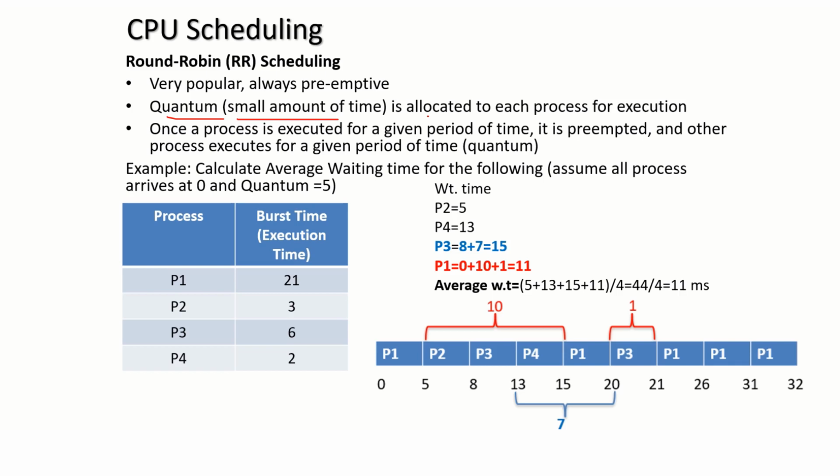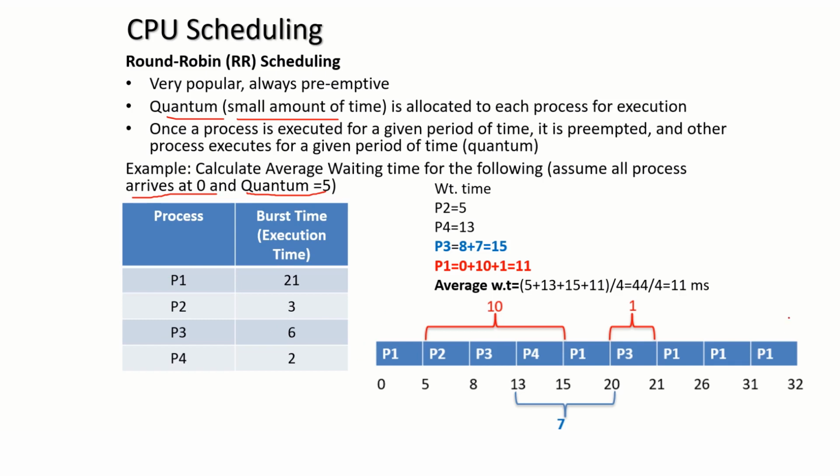Once a process has executed for a given period of time, it is preempted and another process starts executing for a particular period of time. We'll see one example here. The assumption is all processes arrive at time t equal to 0 and the quantum given is equal to 5 milliseconds. There are four processes given, P1, P2, P3, P4, with corresponding burst times.